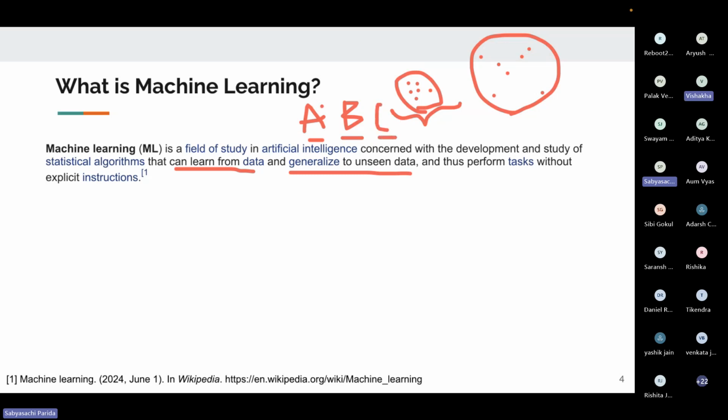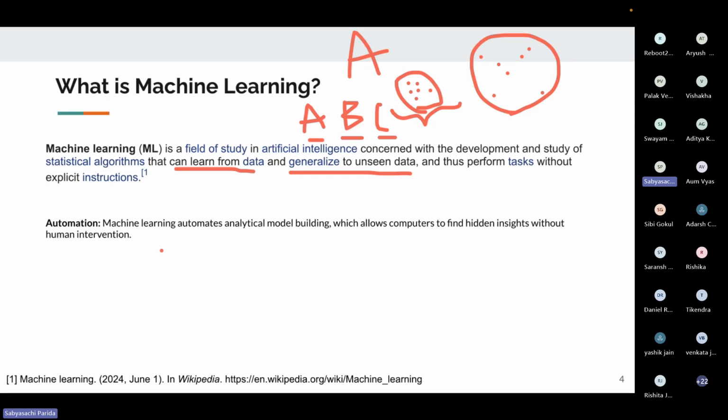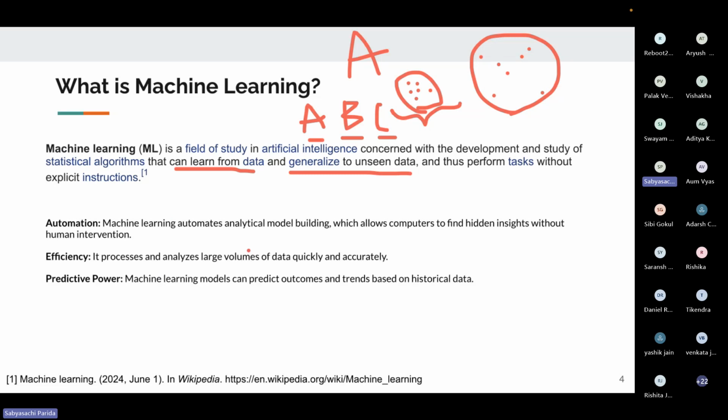I can do all these things. Whenever I see this kind of pattern, this is A. Whenever I see this kind of pattern, this is B. This is mostly used in the field of automation. It can build analytical models and do automation, and it can also do large analysis on huge amounts of data quickly and accurately. With that, we can build predictive power within the model so that it can predict on unseen data based on the historical data we have.